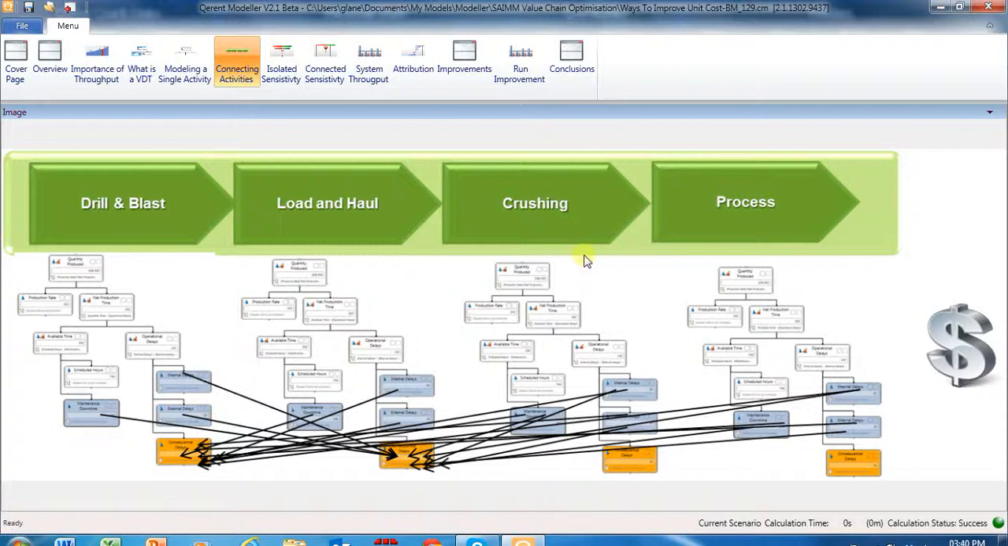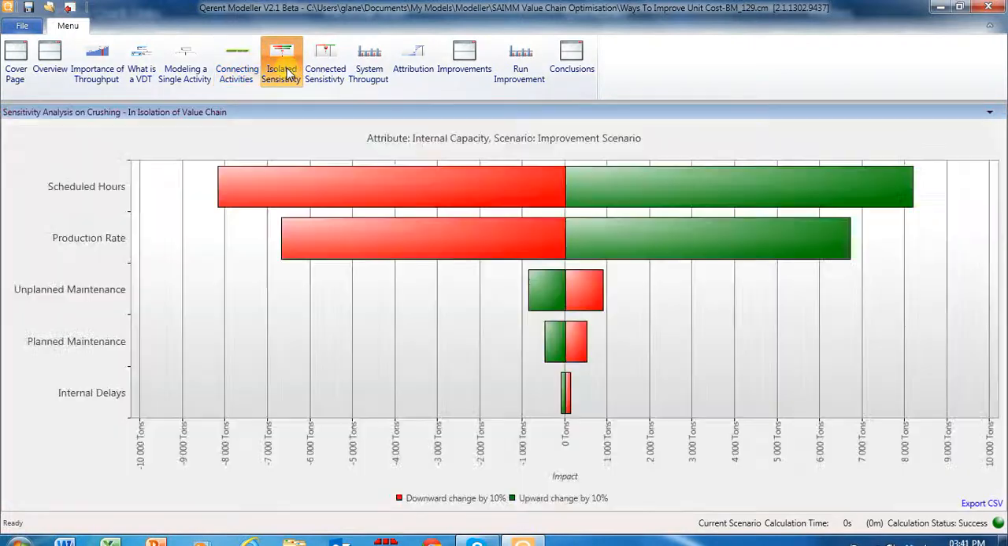Now, if we just take one activity, and let's look at a sensitivity on just that activity, which is how mines traditionally operate, because there's a person who's responsible for this activity, and he worries about his biggest levers, not paying respect to the other levers and how the other activities are holding up. So let's have a look at a normal sensitivity analysis just on crushing.